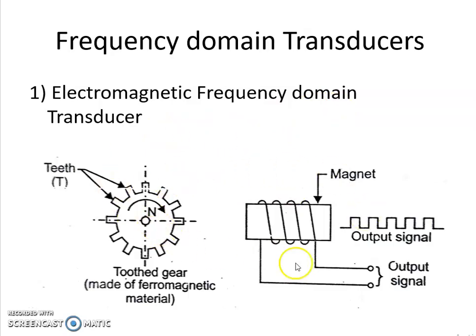This is as shown in this figure. This electromagnetic frequency domain transducer is basically used to measure speed. It consists of a permanent magnet, and there is a coil wound around this permanent magnet. Next, there is a toothed gear of ferromagnetic material. It is mounted on the rotating shaft, whose speed is to be measured. Now, as the shaft rotates, the toothed gear also rotates.